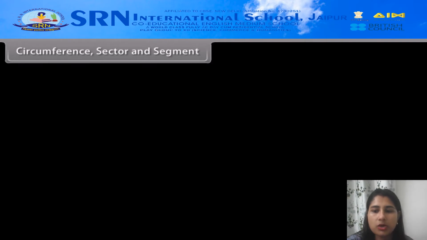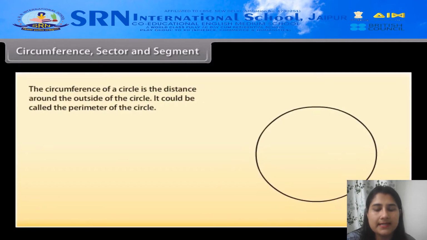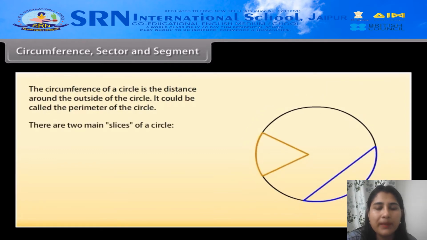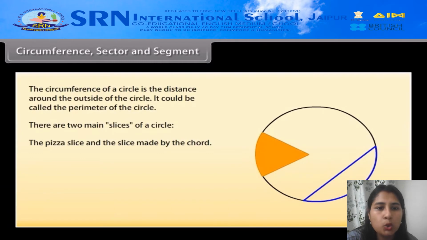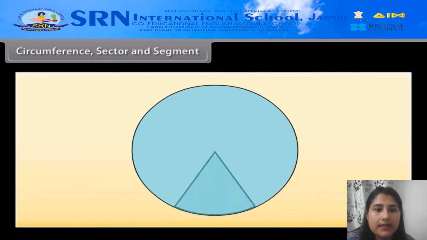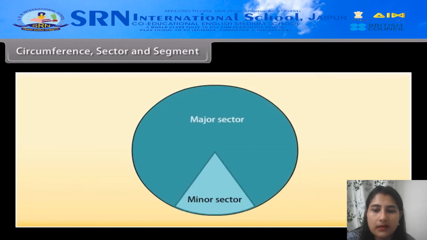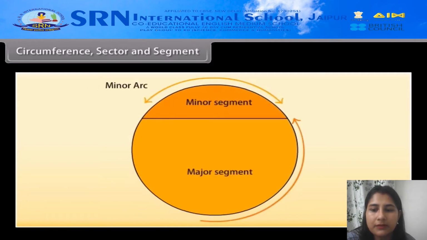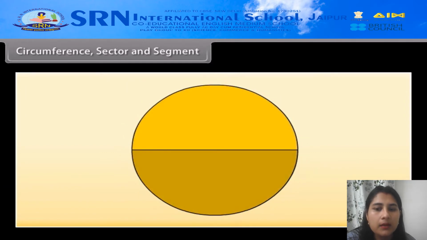Now the next topic is circumference, sector and segment. The circumference of a circle is the distance around the outside of the circle. It could be called the perimeter of the circle. There are two main slices of a circle, the pizza slice and the slice made by the chord. The pizza slice is called a sector. There are basically two kinds of sector: the one which has the maximum area is known as the major sector, and the one which has the minimum is the minor sector.